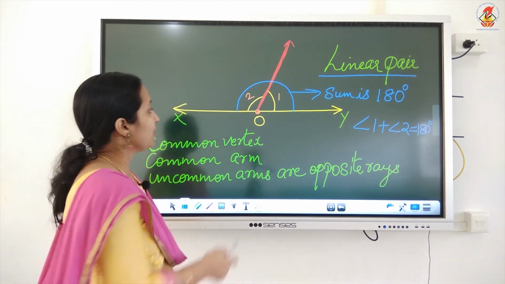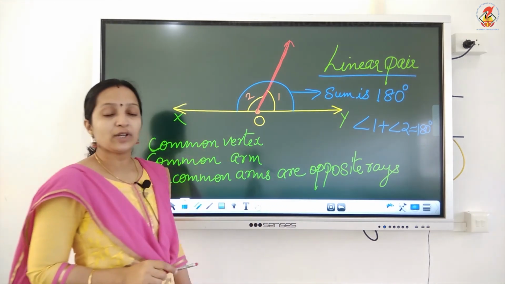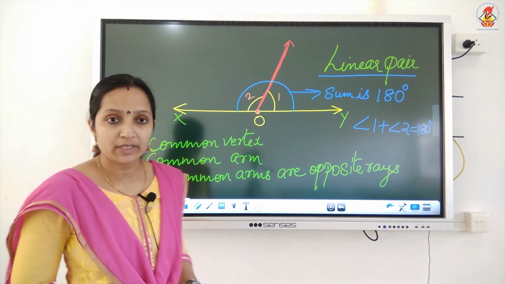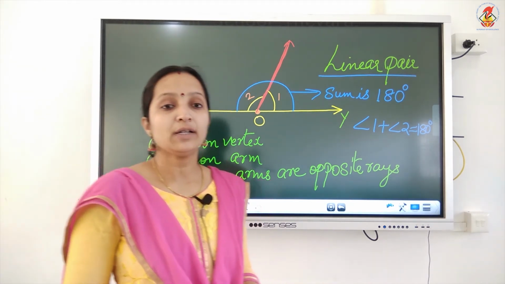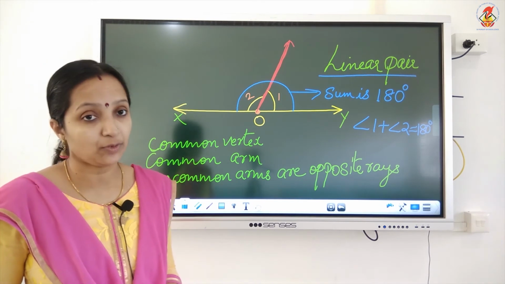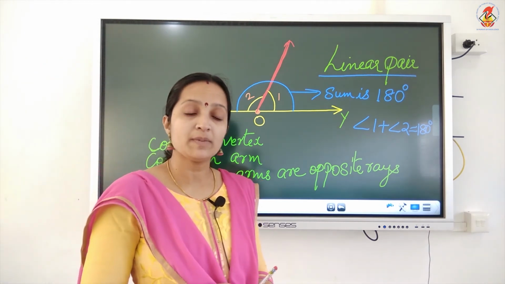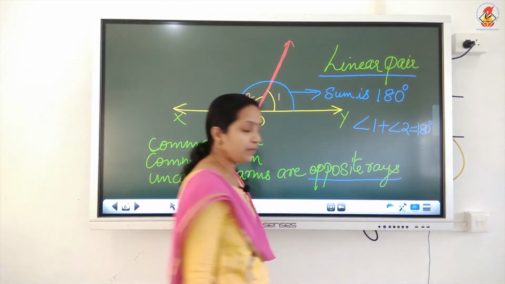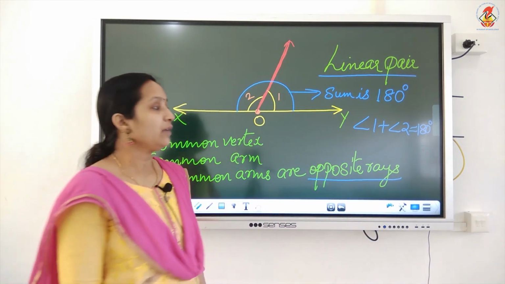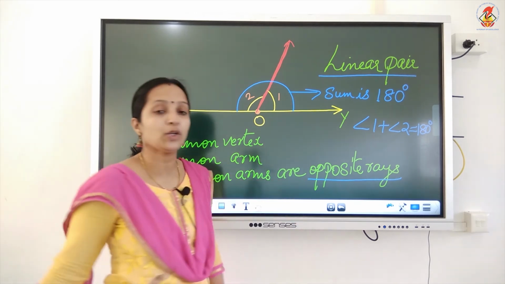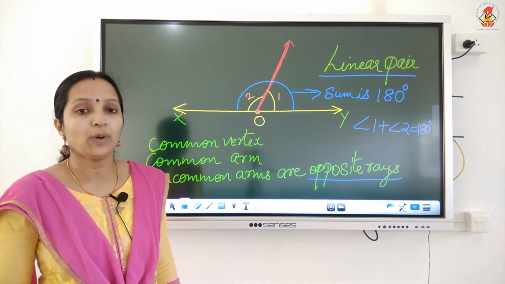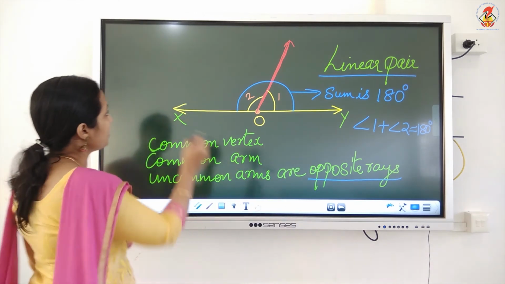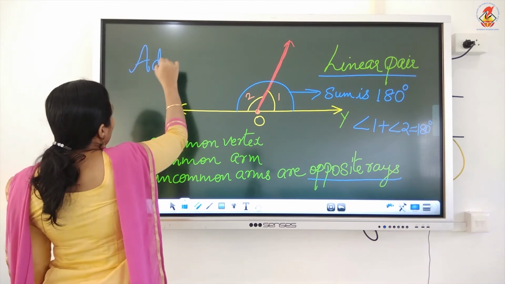So what are the conditions for adjacent angles? Common vertex, common arm, and the uncommon arms on either side. But for a linear pair, the uncommon arms are opposite rays. That's very important. Opposite rays means they form a straight line, and we know that the sum of angles at a point on one side of a straight line is 180 degrees. That means adjacent angles and supplementary.